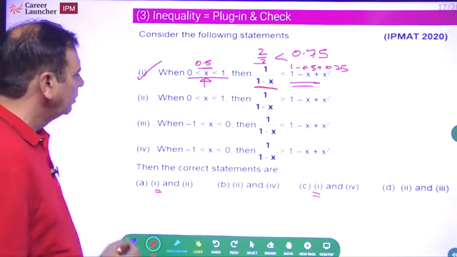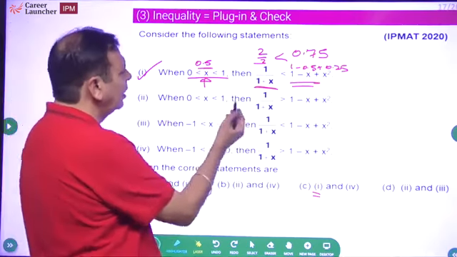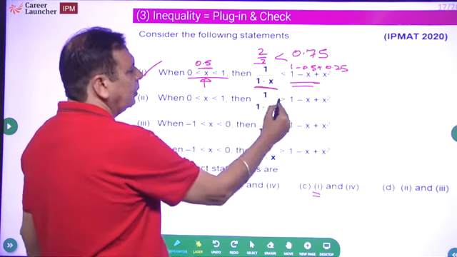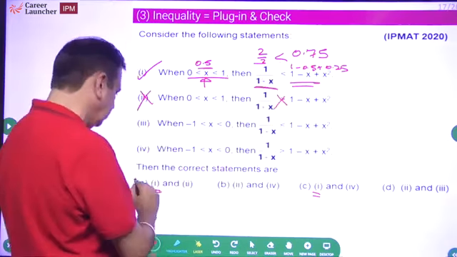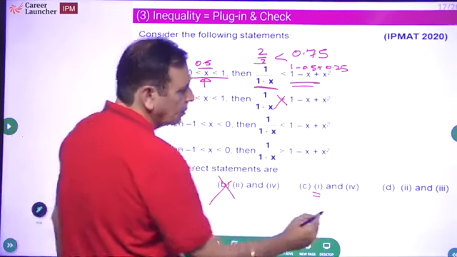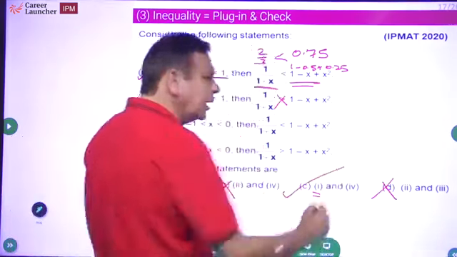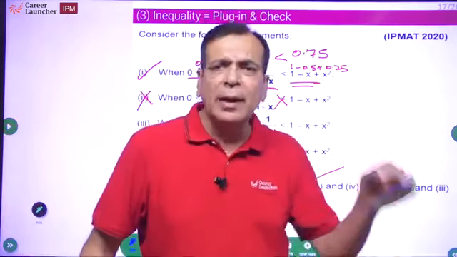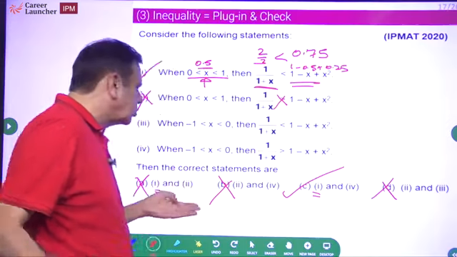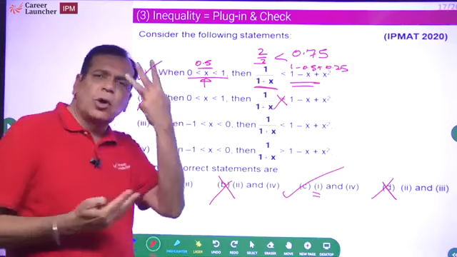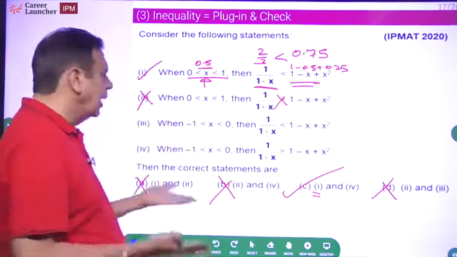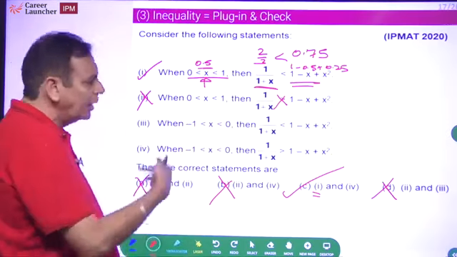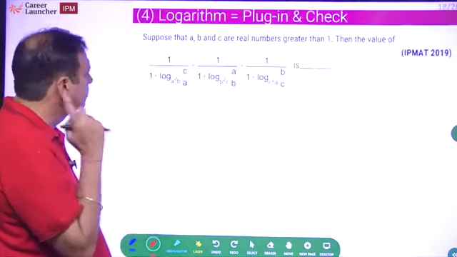Now look at statement 2. Can statement 2 be the answer? No. We have just checked for x equal to 0.5. This cannot be the case. So statement 2 is wrong. Correct answer: eliminate choices, get one piece of data, go to the choices, eliminate choices. If 3 choices are wrong, then the fourth will be the answer. And that is exactly what we have done. We have again taken a value of x based on the condition and found the answer.